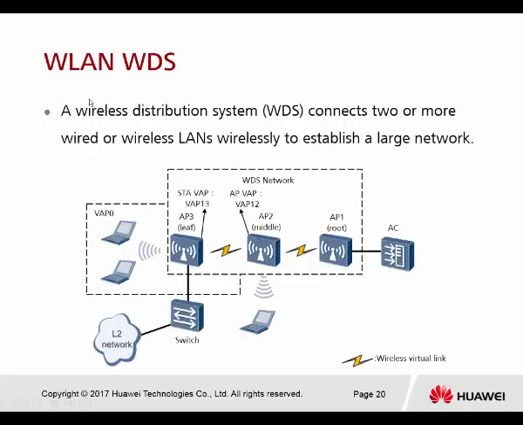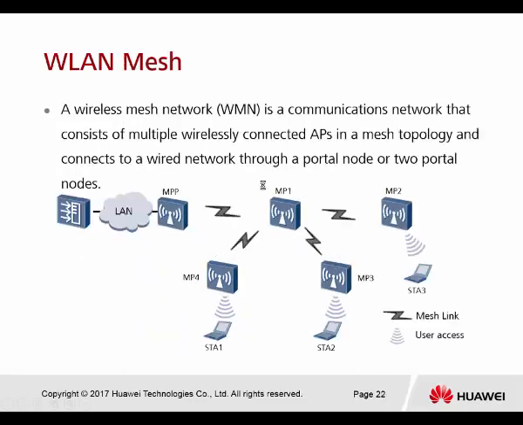Then the next one is the WLAN WDS. It connects 2 or more wired or wireless LANs wirelessly to establish a large network. Okay, this one was also mentioned in the previous one. For the WDS, we can have point-to-point, point-to-multipoint, or use the repeater mode. This can be used in scenarios where they don't want to deploy too many LAN cable connections. To prevent a single link failure, or maybe a failure of one of the middle APs, we can try using a mesh network connection.